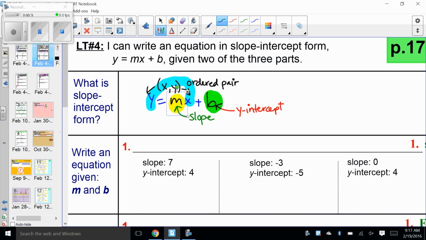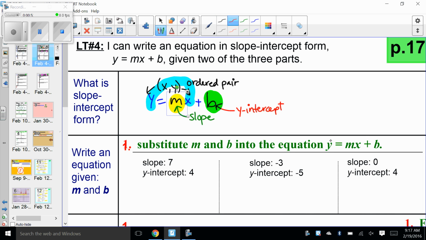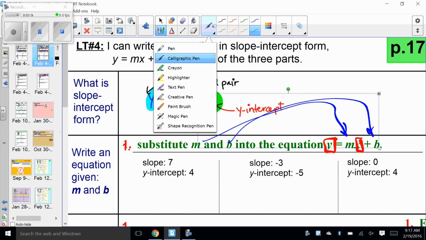Okay, so as we're solving, we have write an equation given m and b. So in order to do this, we're going to need to substitute for m and b into the equation. So we have y stop sign, x stop sign. We're going to substitute in for m and for b into the equation. So we have y equals mx plus b.